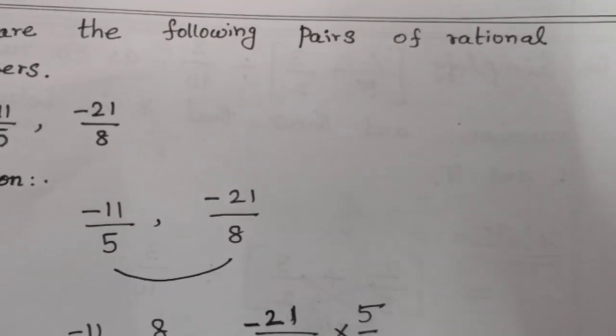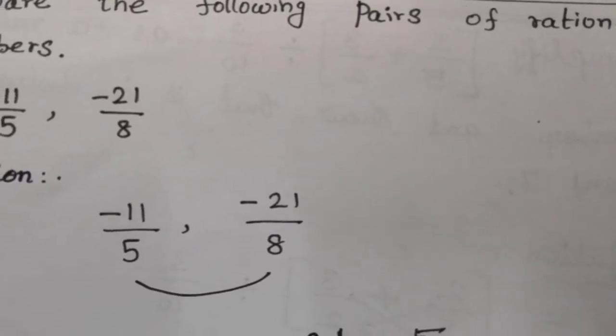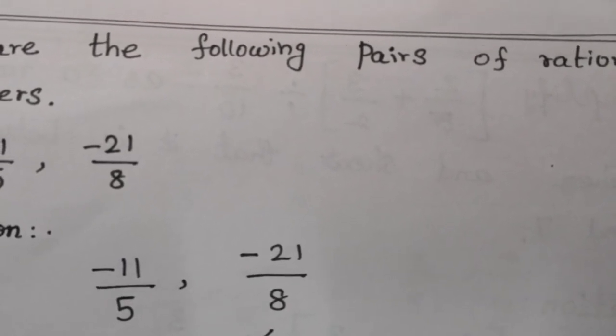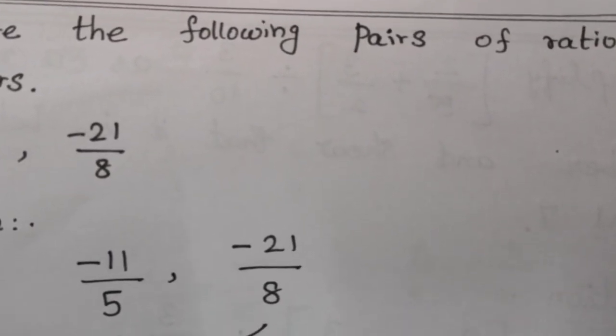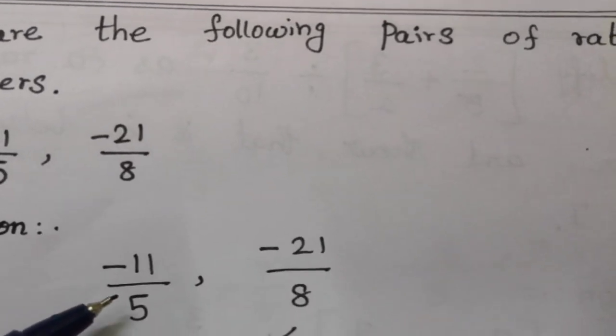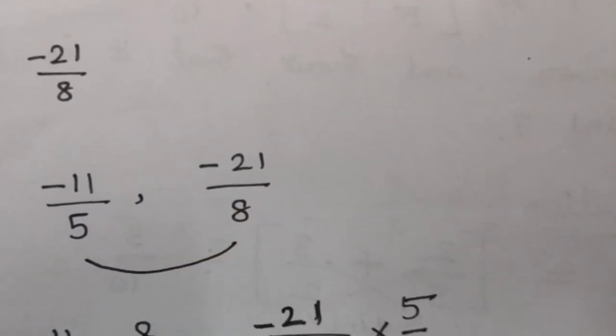16th question. Compare the following pairs of rational numbers. Compare means you want to find which fraction is the bigger number or the smaller number. So the first fraction is minus 11 by 5. The second fraction is minus 21 by 8.